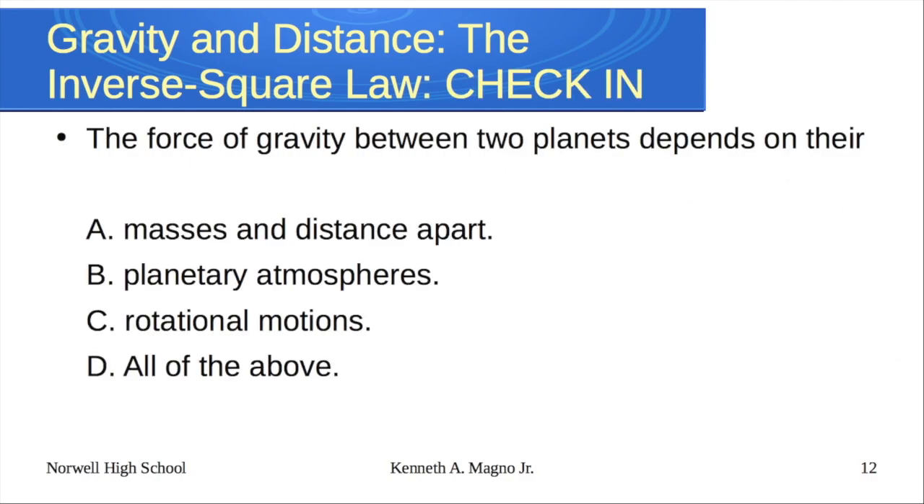So, another quick check-in here. The force of gravity between 2 planets depends on their masses and the distance apart, planetary atmospheres, rotational motions, or all of the above. It depends on their masses and the distance apart. So it's the masses multiplied together over the distance squared.